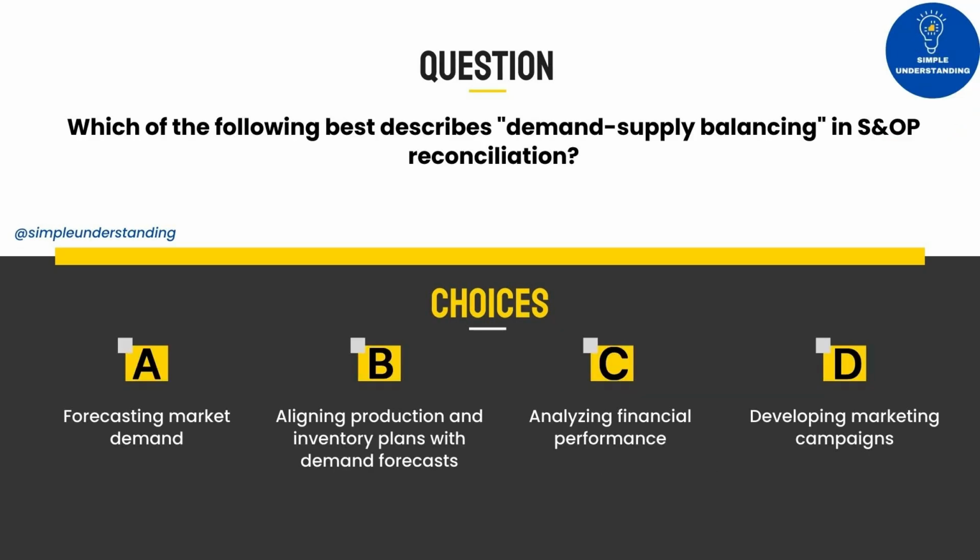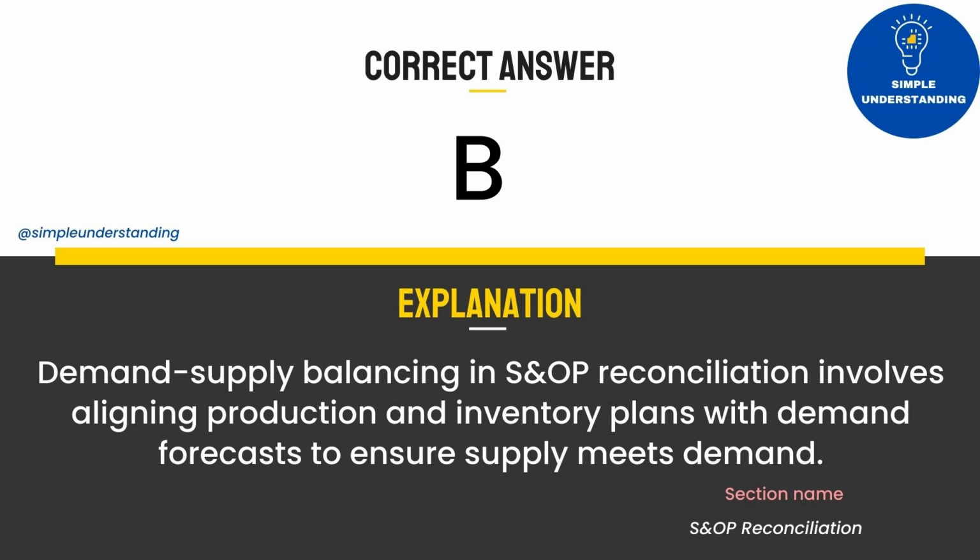7. Which of the following best describes demand-supply balancing in S&OP reconciliation? A. Forecasting market demand. B. Aligning production and inventory plans with demand forecasts. C. Analyzing financial performance. D. Developing marketing campaigns. Correct answer: B. Explanation: demand-supply balancing in S&OP reconciliation involves aligning production and inventory plans with demand forecasts to ensure supply meets demand.